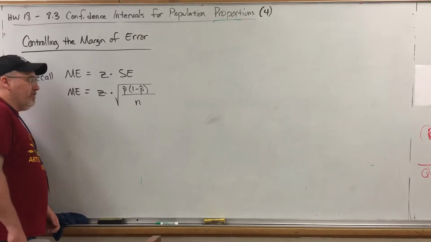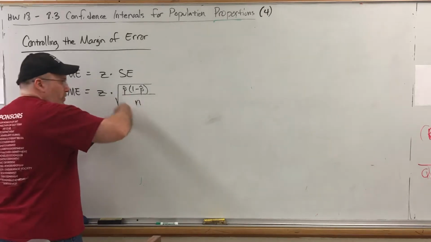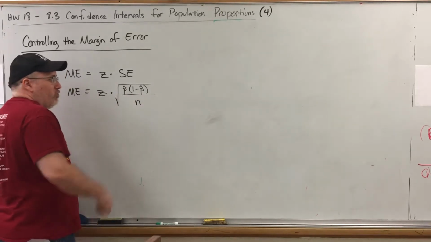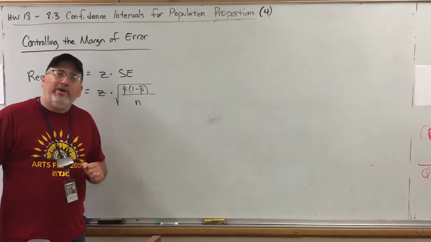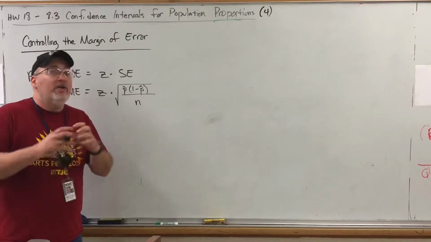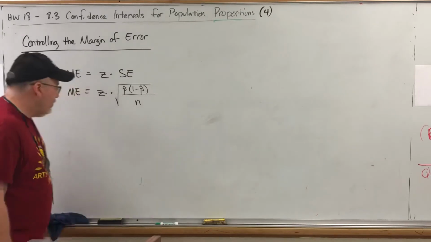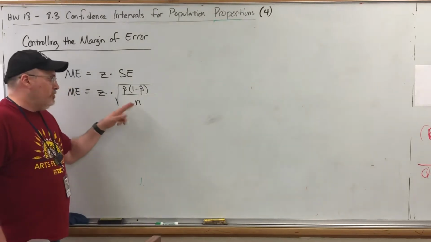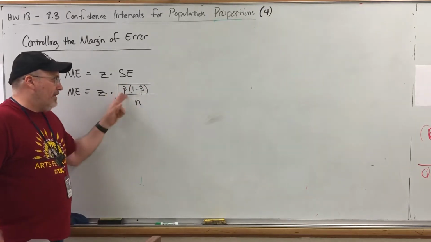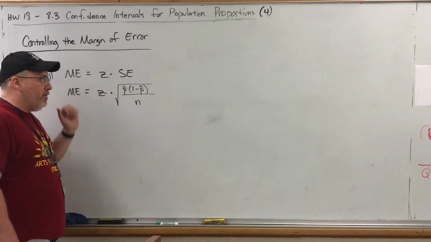Well, to cause the margin of error to shrink, we want this square root to shrink. And to make that shrink, we need to make the inside of it shrink. But what can you do in a fraction's denominator to make the fraction shrink? Make the denominator larger. So we seem to have some control over the sample size. A larger sample size makes for a smaller fraction, which makes for a smaller margin of error.